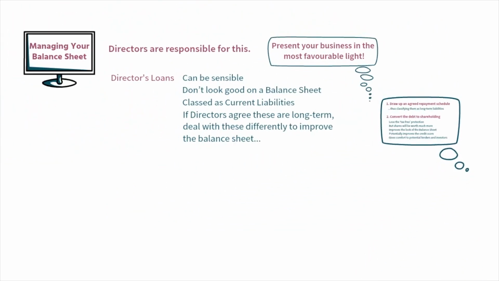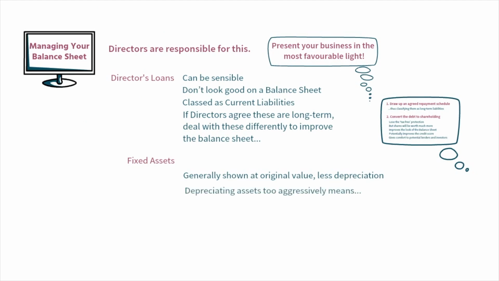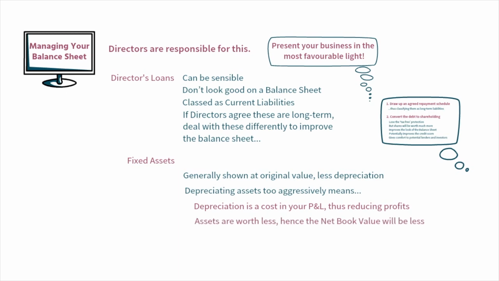Fixed assets. As mentioned earlier, fixed assets are generally shown at original value, less depreciation. Your accountant will probably have decided what depreciation policy to take. There are advantages and disadvantages to depreciating assets too aggressively. The amount you depreciate your asset by can be charged as a cost in your P&L, thus reducing profits. However, this has the adverse effect on your balance sheet, as the assets are worth less, hence the net book value will also be less.